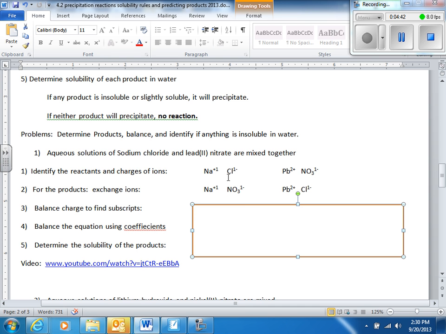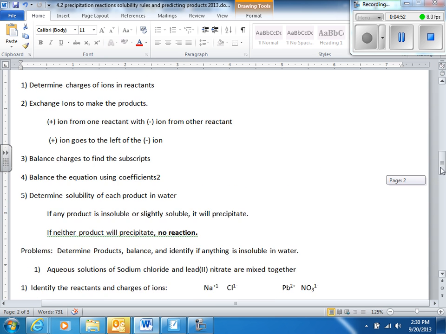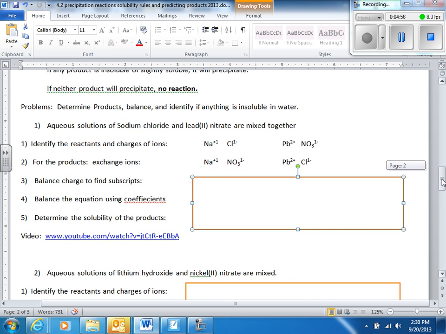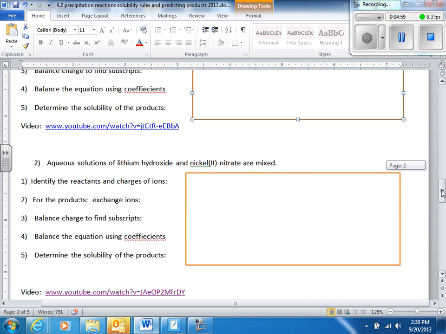Okay, so I put the Na with the NO3, and I put the Pb with the Cl minus. These are our products. We need to balance charges to find our subscripts. That was step 3. It says balance charges to find the subscripts.